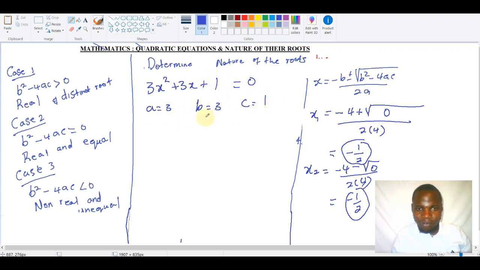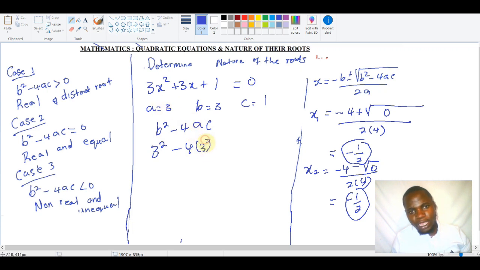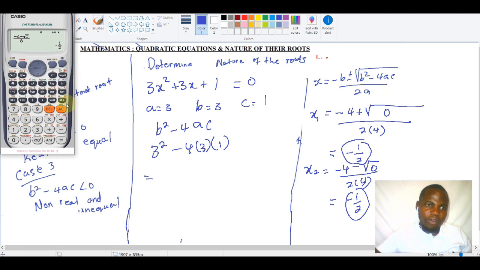Then let's evaluate the discriminant. The discriminant formula is saying b squared minus 4ac. Then what is our b? Our b is a 3. Then you put 3 squared minus 4. The a there is a 3. And what is the c? The c is 1. So what is the answer that we have here? Then we use our calculator. Make sure you are friendly with your calculator.